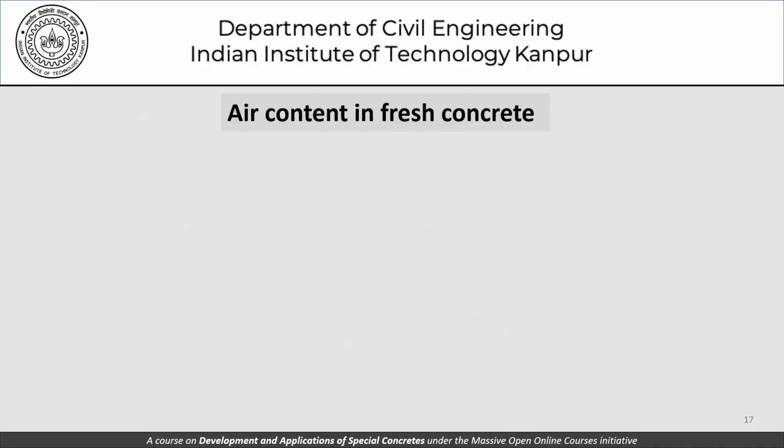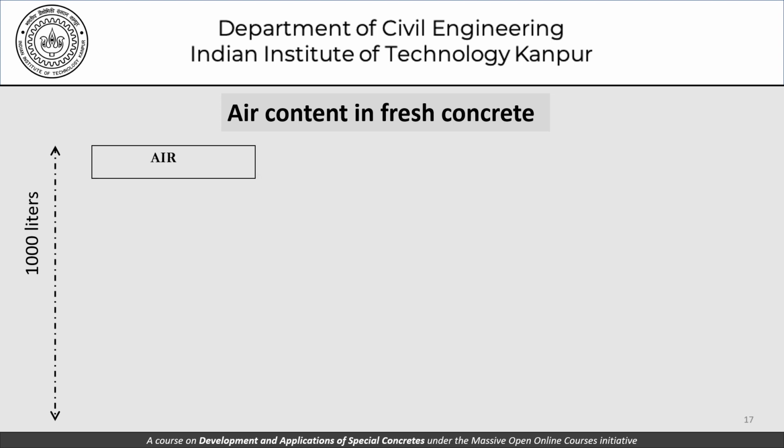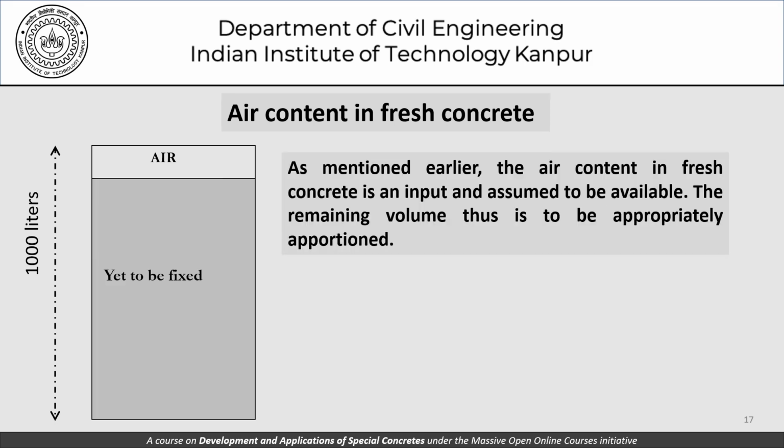First comes the air content in fresh concrete. That is, out of the 1000 liters, we need to know how much air do we have. What percentage? If it's 2%, it's 20 liters. If it's 5%, it's 50 liters from the 1000 liter pitcher. As mentioned earlier, the air content in fresh concrete is an input and assumed to be available. Like I said, it could be 2%, 5%, whatever the number is. And the remaining volume has to be appropriately apportioned between the other constituents.